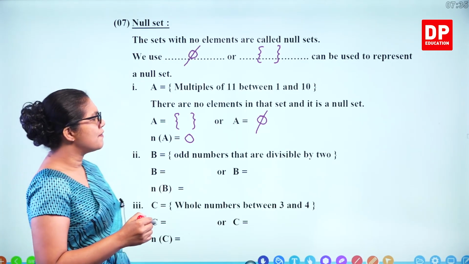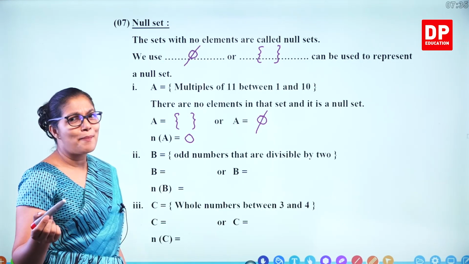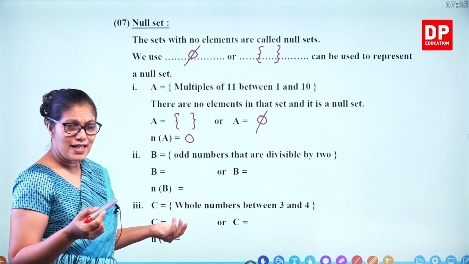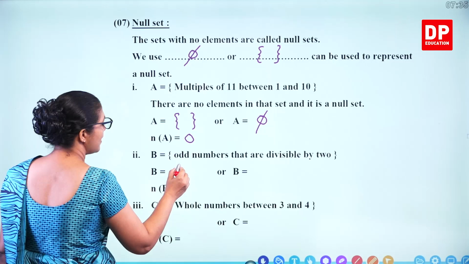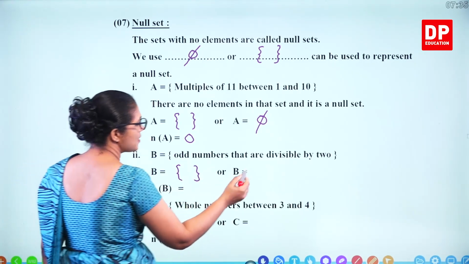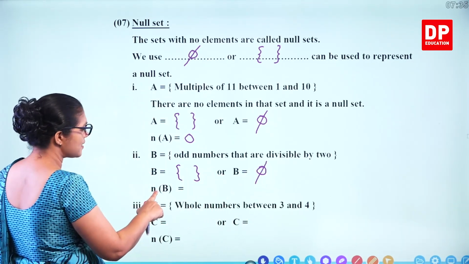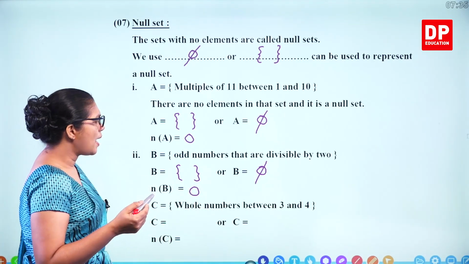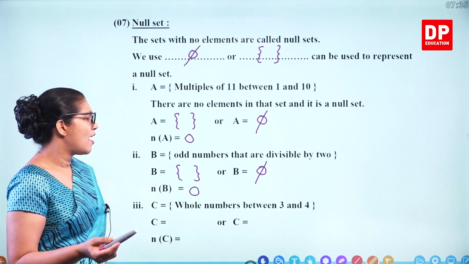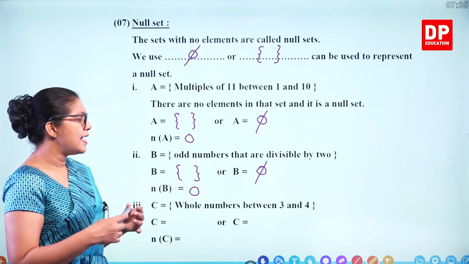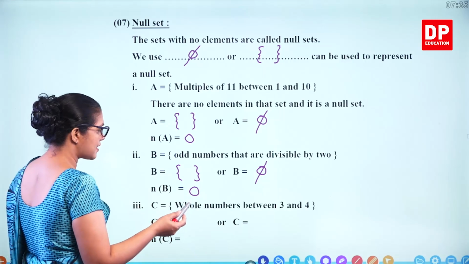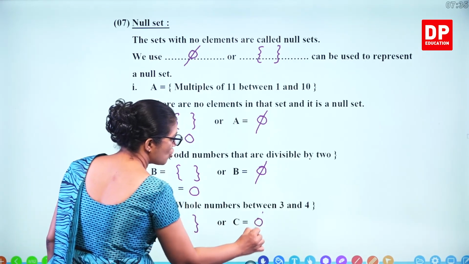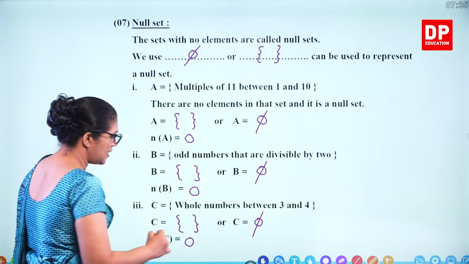Odd numbers that are divisible by 2. All odd numbers are not divisible. So you don't get any number that is divisible by 2. So you can write this as an empty set or chi. So what's n(B), the number of elements? 0. Whole numbers between 3 and 4? You can't find a whole number. You can find a decimal or fraction, but not a whole number. So that's an empty set. Or you can write chi. So n(C) becomes 0.